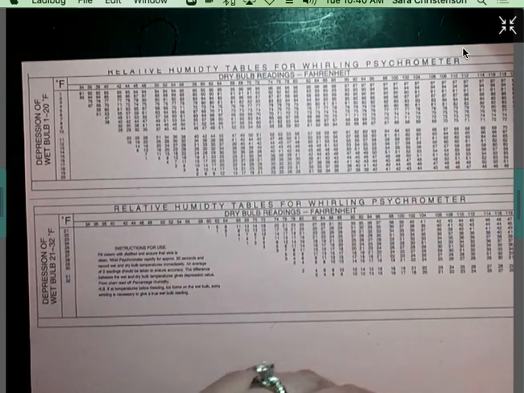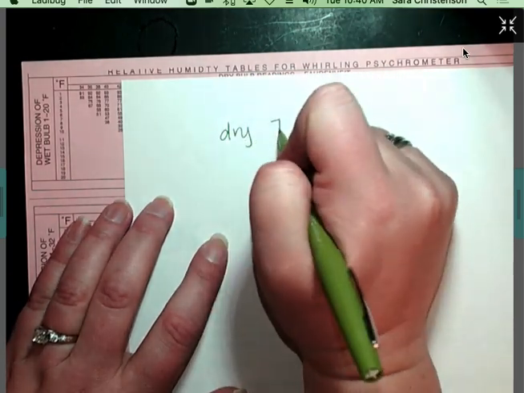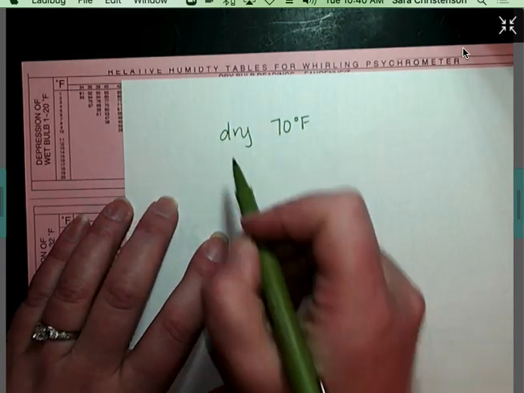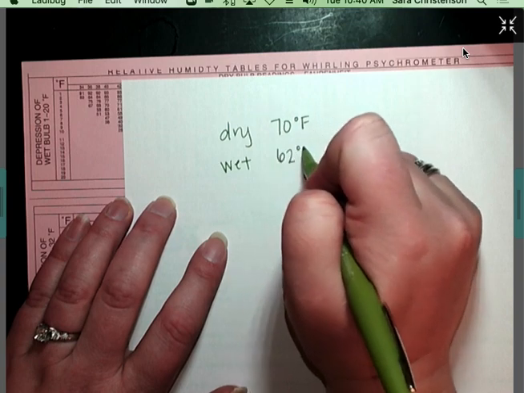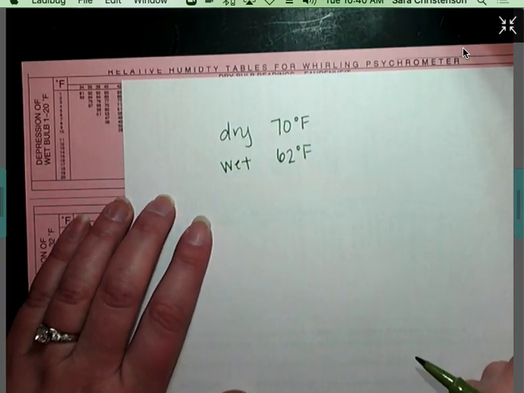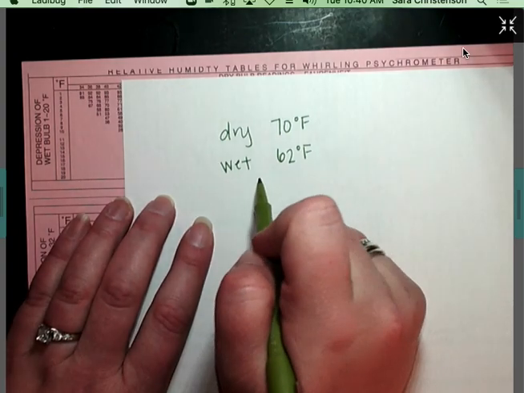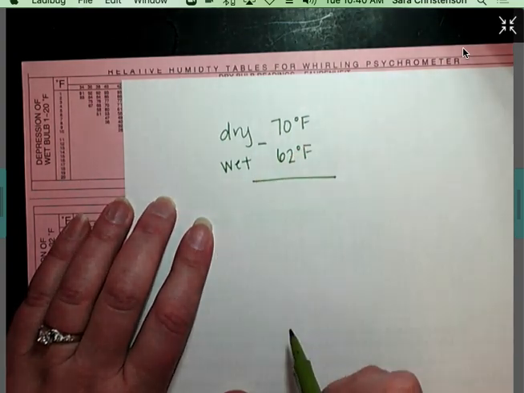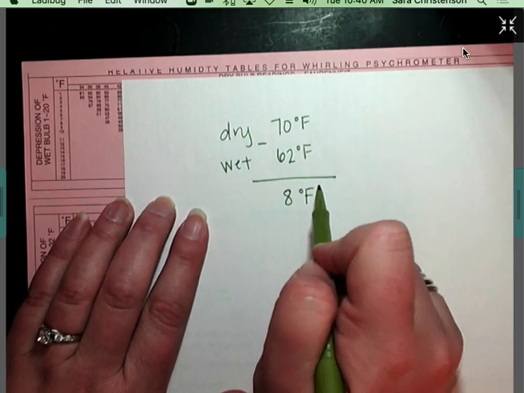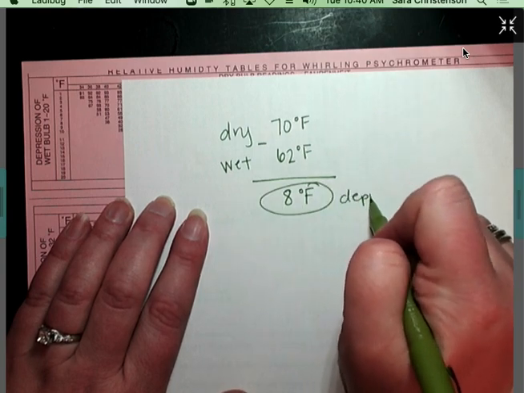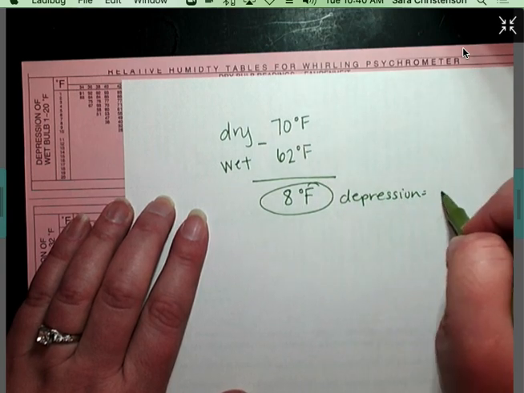When we say depression, we mean how much of a difference there is between the dry bulb and the wet bulb, okay? So for our room right here, we talked about how the dry bulb temperature was 70 degrees Fahrenheit. We said that the wet bulb reading was, what did I say, 62 degrees Fahrenheit. So step number 1 is to figure out the difference between those two, right? So we subtract those two. The difference should be 8 degrees Fahrenheit. So this is that depression or difference.